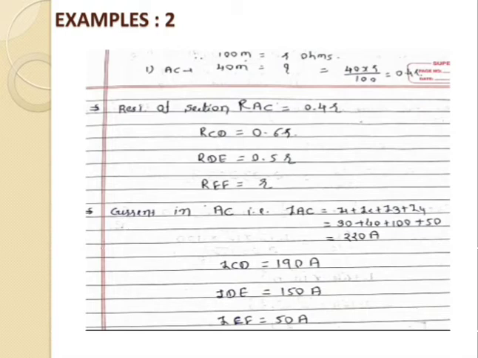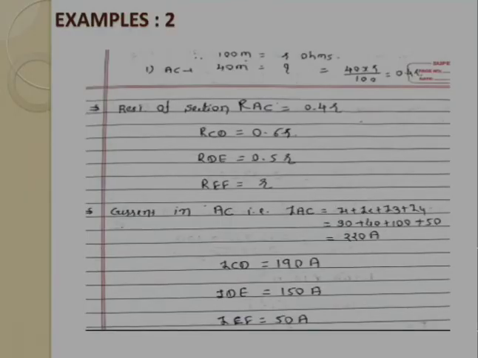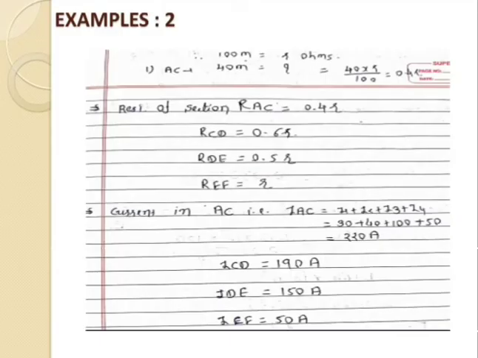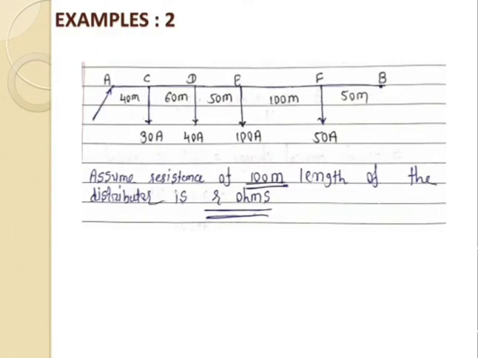Same way go for the next one, that is the ICD. So we can get the answer 190 ampere. Same way next one, that is the IDE. There are two loadings that are cut out over there, so the remaining value of the current is 150 ampere. And the last one, that is the IEF, is equal to 50 ampere. For the FB section, there is no tapping point, there are no loadings taken from the B side. So the current flowing through the FB section is equal to 0.